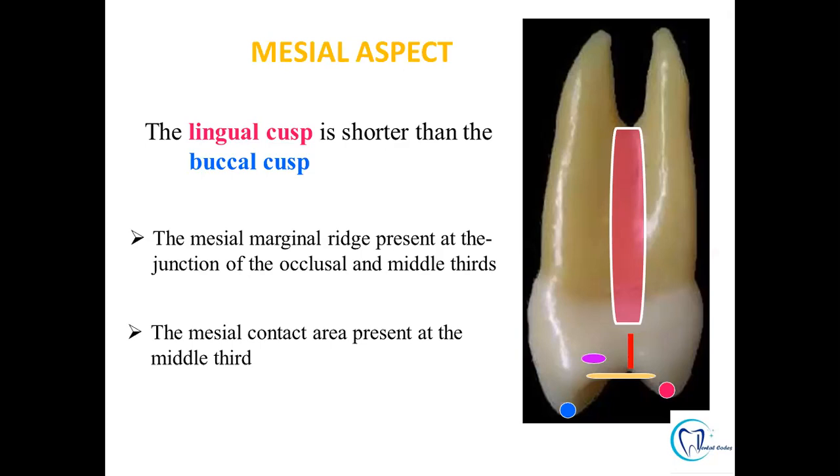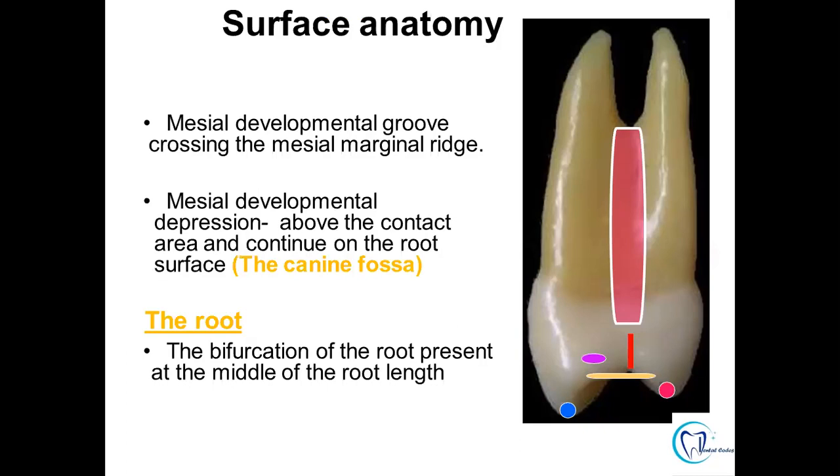You can appreciate the markings on the diagram, where you can see the lingual cusp with the pink color, the buccal cusp with the blue color, and the mesial contact point with the purple color. Also the marking of the mesial marginal ridge is with the yellow color. Also in the surface anatomy, you can appreciate a mesial developmental groove which crosses the mesial marginal ridge, demarcated by the red color. This is the developmental groove which crosses the mesial marginal ridge.